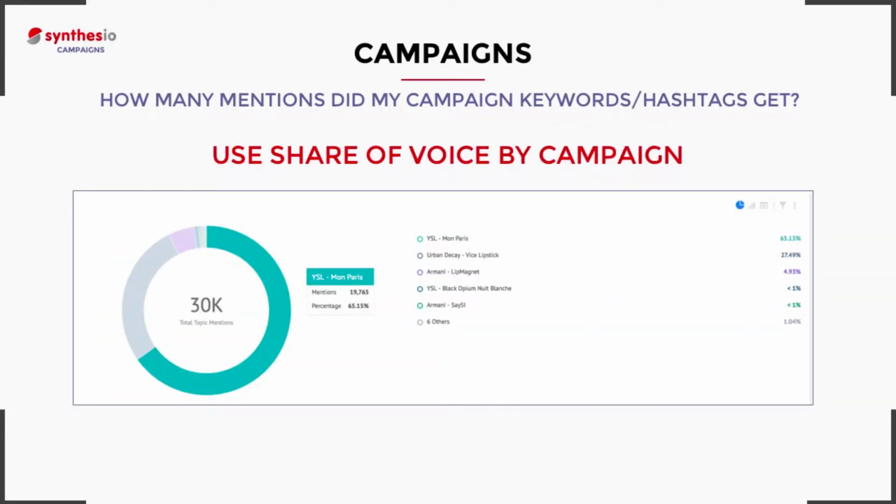Easily visualize which campaigns or hashtags have the most mentions using the Share of Voice widget. See the percentage of the total conversation volume compared to other campaigns, either your campaigns or competitors' campaigns. Use filtering to narrow the scope of the data. For example, if you want to see how your campaign resonated with people of a specific age or region.